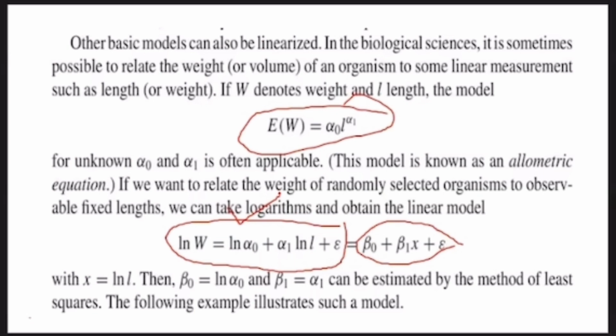But if you want to use that approach, if you have obtained your beta naught, then in the model it's going to be log of alpha naught. If you have obtained your beta 1, then in the model it's actually going to be that. Okay.